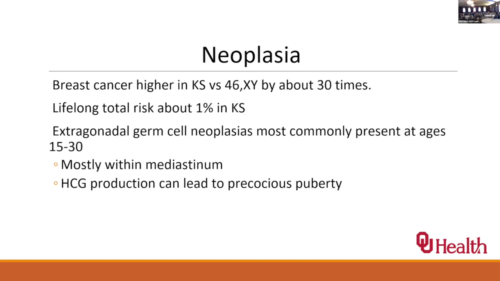So how about neoplasia, just very briefly. Breast cancer is certainly higher in Klinefelter compared to the general population, about 30 times higher actually. So it's not negligible, but the lifelong risk is still only about 1%. It may be higher relatively, but the absolute risk is still pretty low. And these are mostly extragonadal germ cell tumors. They mostly reside within the mediastinum, and they can produce HCG. So if we have a Klinefelter patient with precocious puberty, it is almost certainly worth getting an HCG level just to make sure we're not missing something like this.